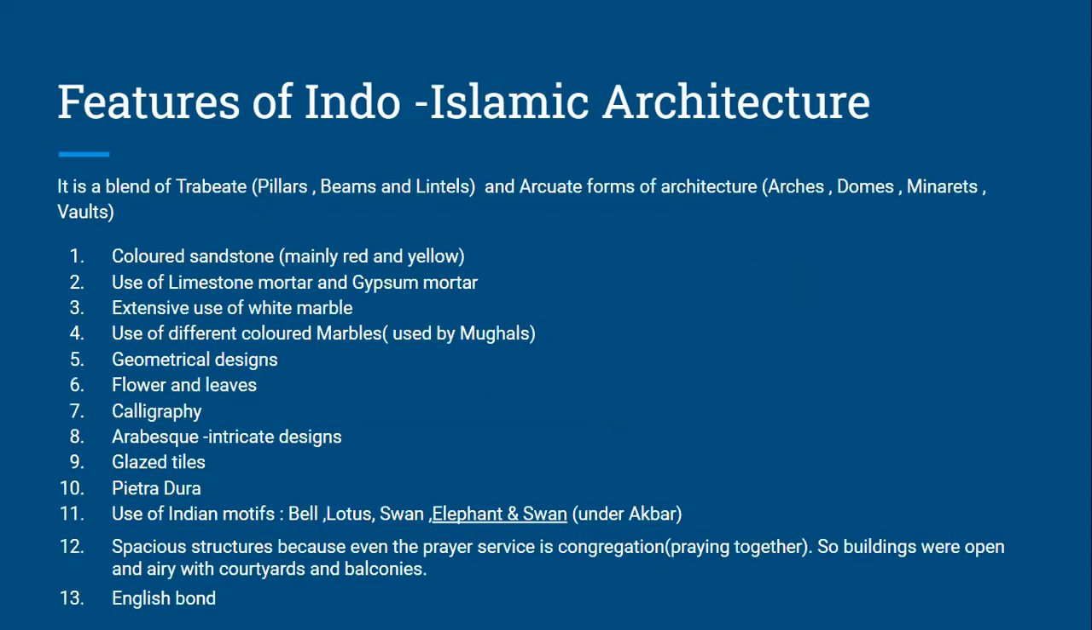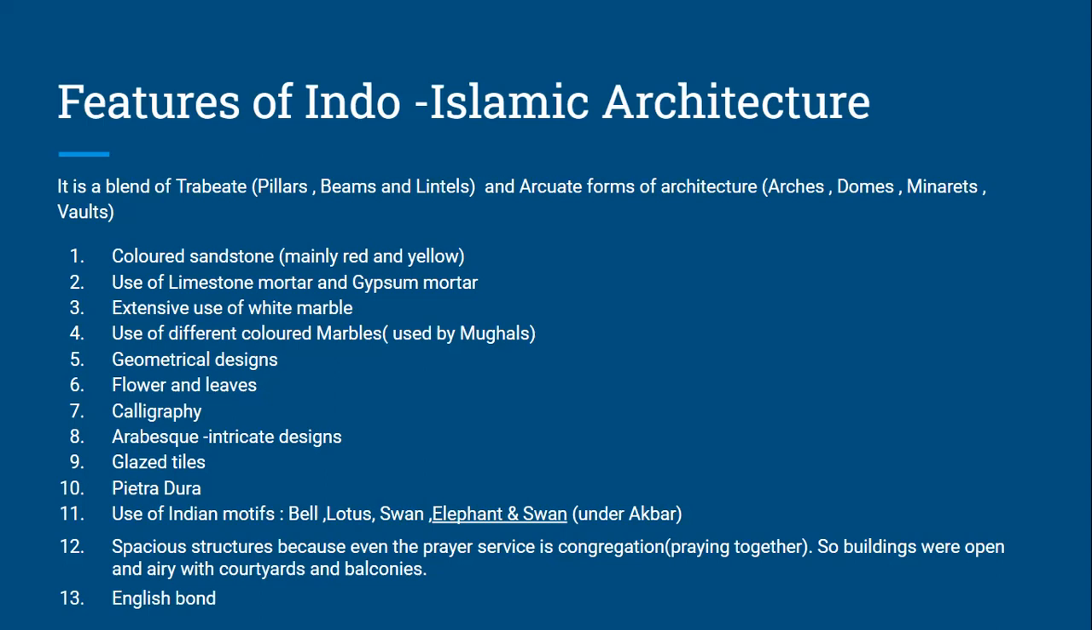Now, what are the features? This can be a question, and this has been a question. What are the features of Indo-Islamic architecture? So it's a blend of trabeate and arcuate. So what has been taken from trabeate? They have taken pillars, beams, and lintels. The tower has not been taken from the trabeate form. Corbelling has been taken. In the initial part, we'll see that the arch of the first Quwwatul Islam mosque is a corbelled arch. So four things have been taken from the trabeate form: pillars, beams, lintels, and the corbelled arch.